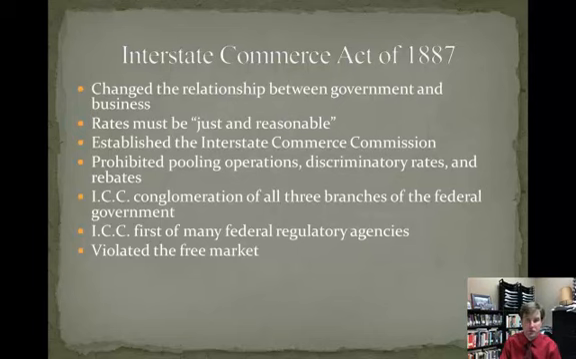It said that rates, as you're transporting goods, had to be just and reasonable, but they didn't define that. It established the Interstate Commerce Commission, which could act as basically judge, jury, and executioner, all three branches of the federal government. And there's no oversight of this thing, really. It prohibited pooling operations, discriminatory rates, and rebates, but nobody defined these things. So what happened here is the ICC was the first of many federal regulatory agencies, and it definitely violated the free market and the Constitution. But what the government is doing now is trying to regulate interstate commerce, and they're trying to use that as a weapon to get what they want out of their legislation.